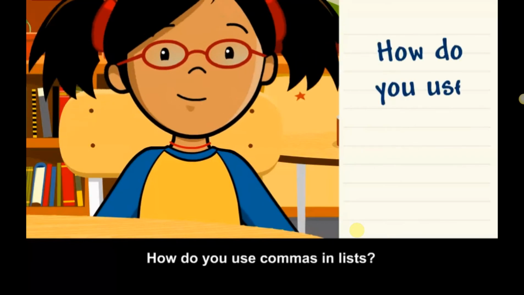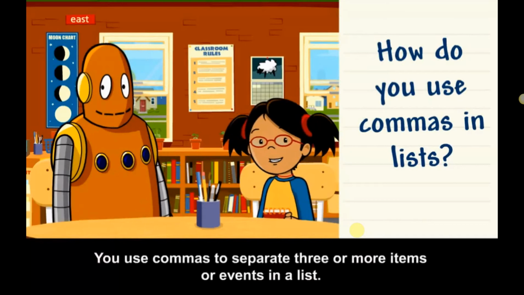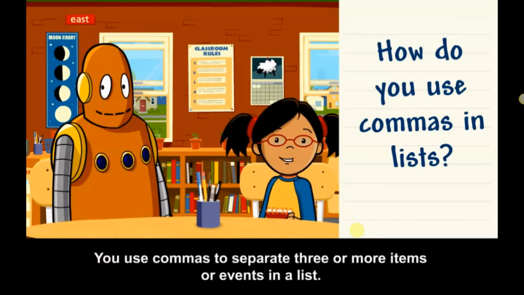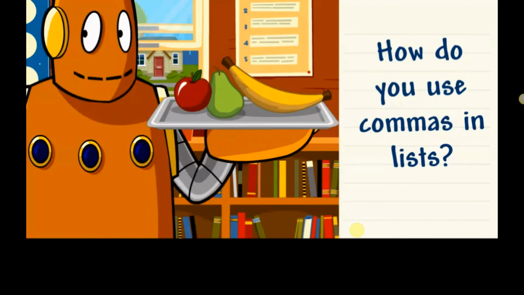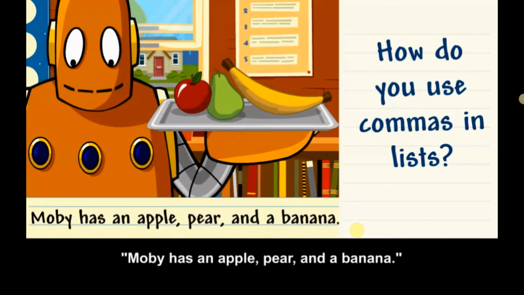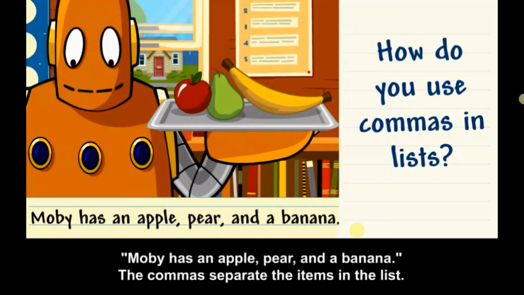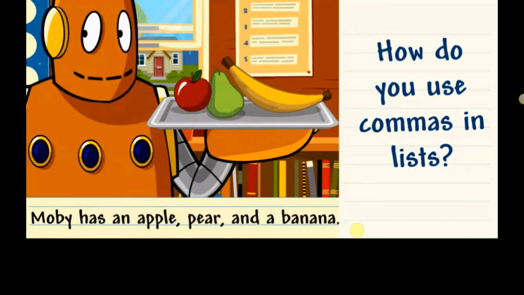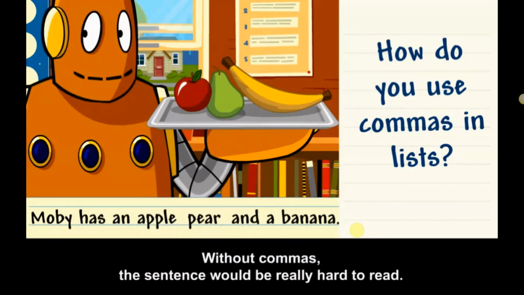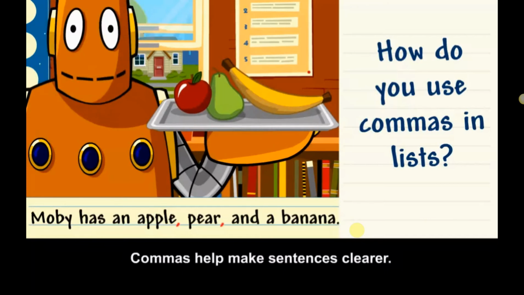How do you use commas in lists? You use commas to separate 3 or more items or events in a list. Moby has an apple, pear, and a banana. The commas separate the items in the list. Without commas, the sentence would be really hard to read. Commas help make sentences clearer.